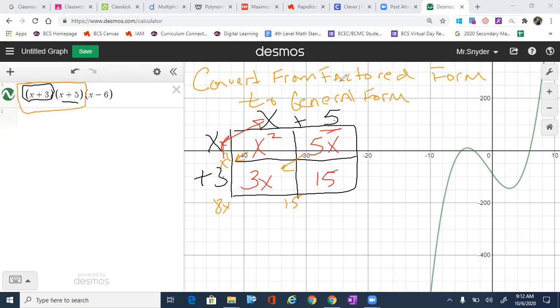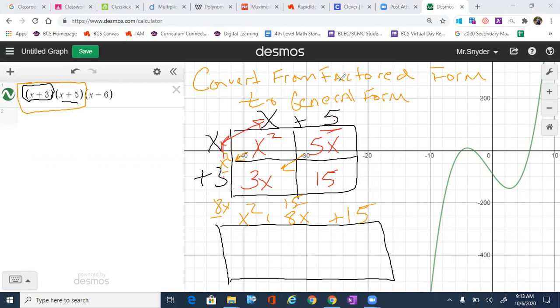Now, to take it to the next step, I'm going to draw another box, okay? And I'm going to put the answer of the first box along the top. So I'm going to take x squared, put that on the top, take 8x, I'm going to put that on the top, and I'm going to take 15 and put that on the top. And I'm going to use the signs that are there. And then I'm going to take the last binomial, which in this case is x minus 6, and I layer it on the side. Okay.